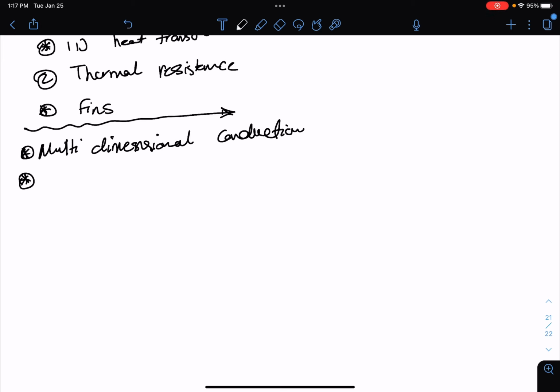Who graduated from this university? And who did you have your heat transfer with? Chenley. Okay, yeah. He doesn't go over multi-dimensional conduction.